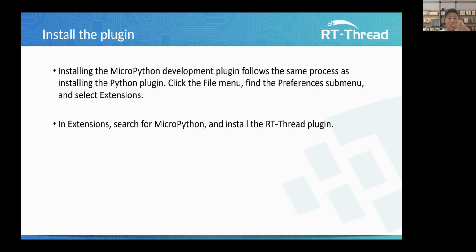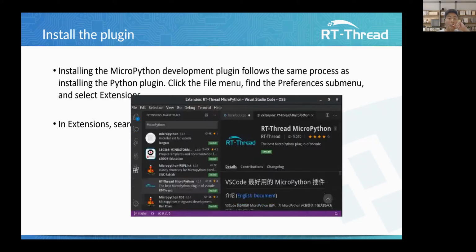Installing the MicroPython development plugin follows the same process as installing the Python plugin. Click the File menu, find the Preferences submenu and select Extensions. In Extensions, search for MicroPython and install the outside plugin.